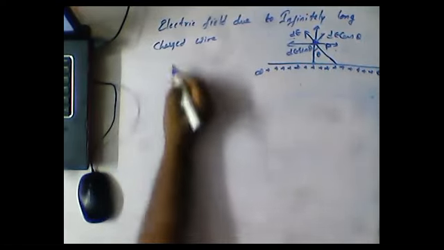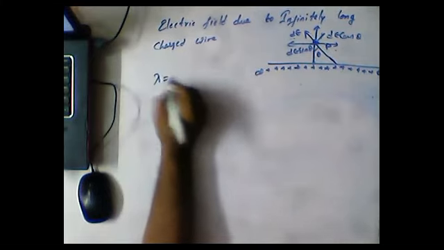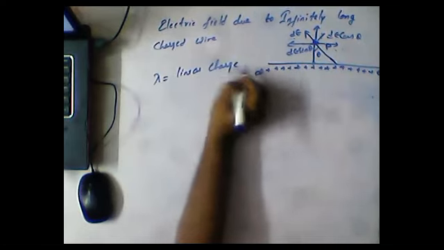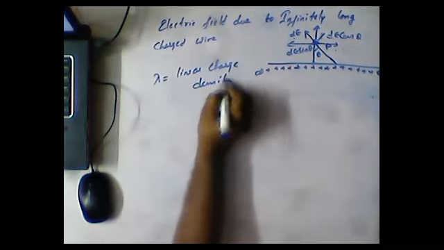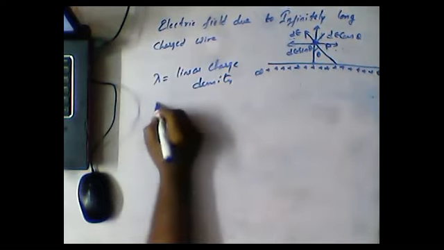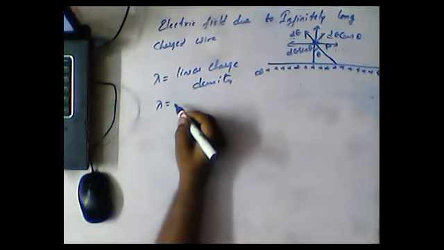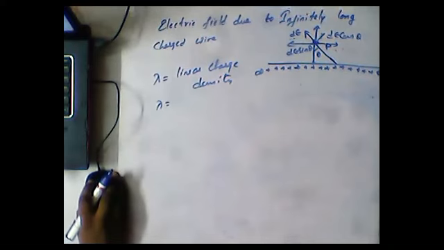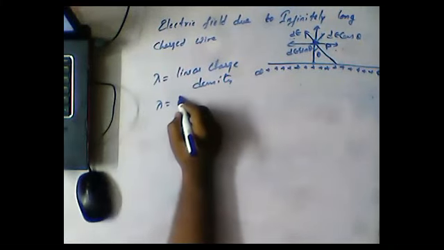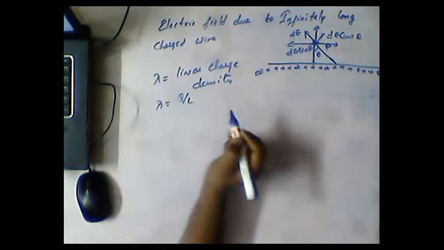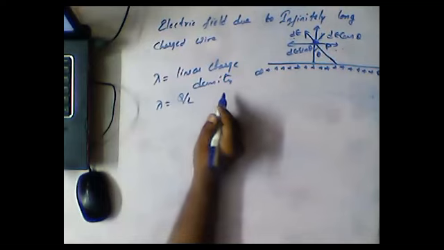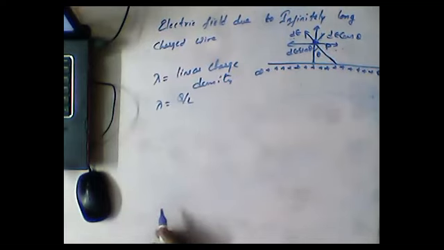Okay, guys. First of all, we discussed lambda. What do you mean by the word lambda, guys? Lambda is linear charge density. Linear charge density lambda is nothing but Q by L. Charge per unit length is called linear charge density.